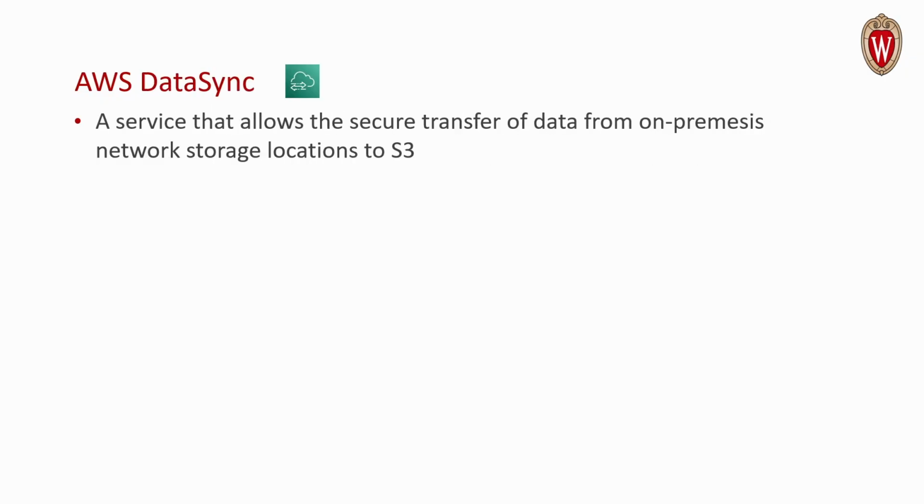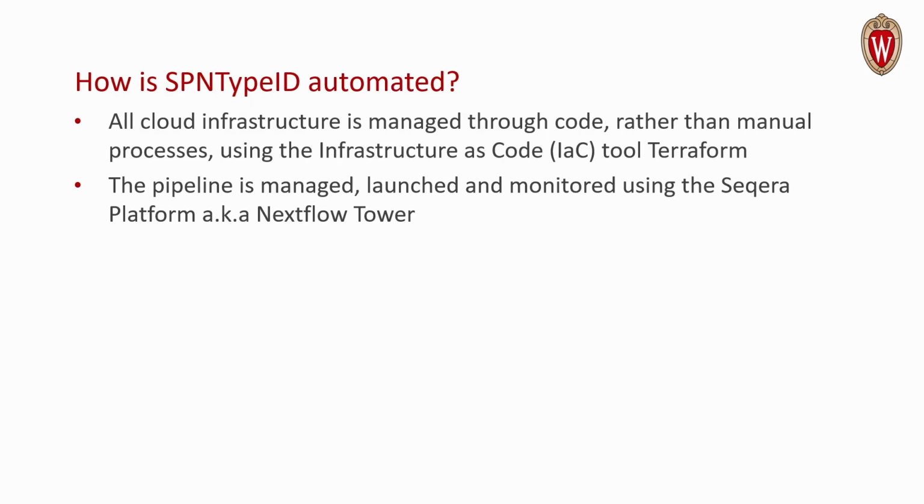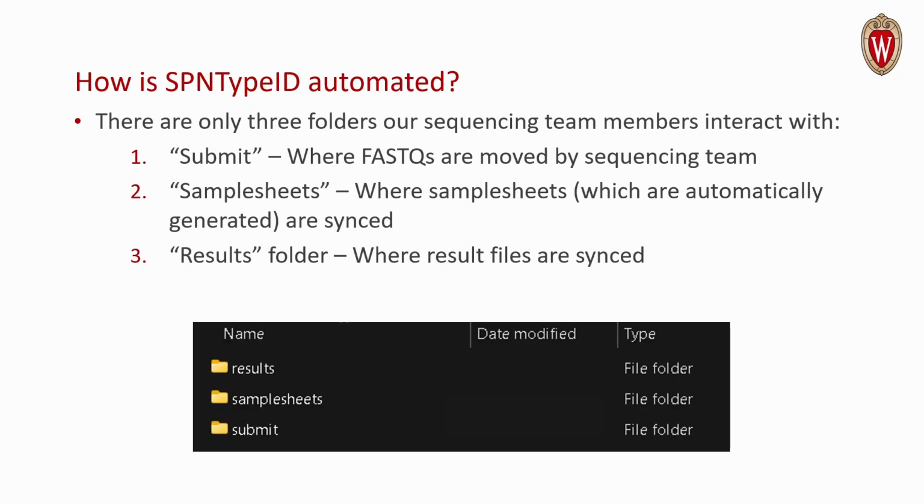AWS DataSync is a service that allows the secure transfer of data from on-premises network storage to locations in S3. And DynamoDB is a serverless database service in which data is organized into tables. Now, you'll notice that there are icons associated with these. I do have diagrams of our cloud computing infrastructure that I'm going to show you, and these will feature these icons.